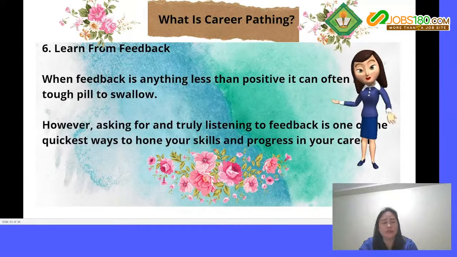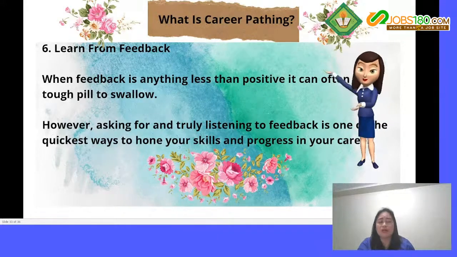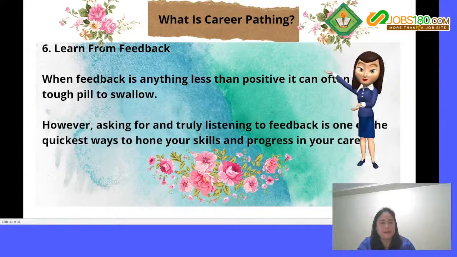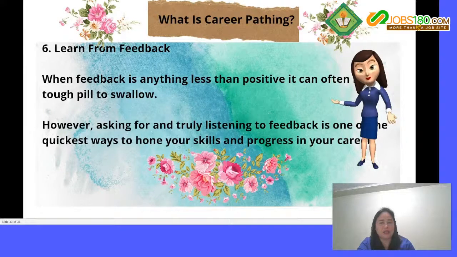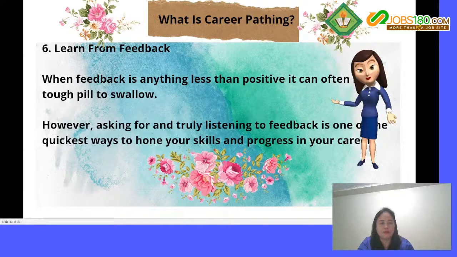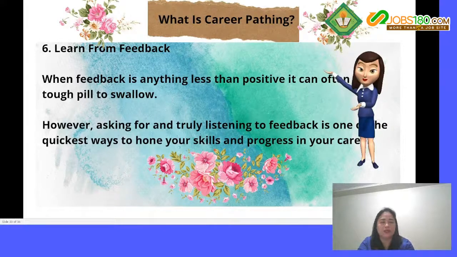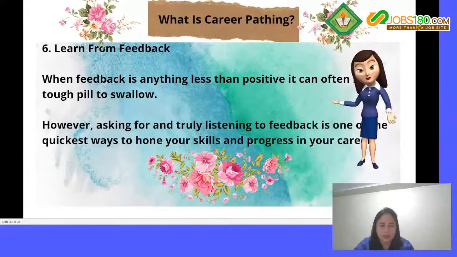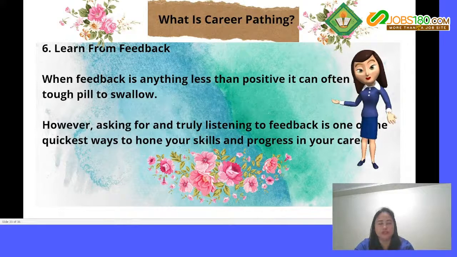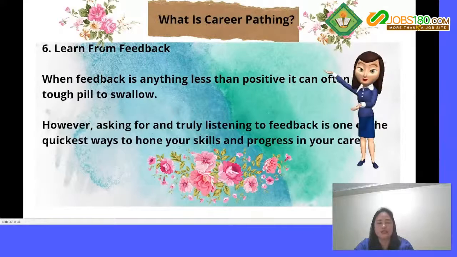Number 6, learn from feedback. Okay. When feedback is anything less than positive, it can often be a tough pill to swallow. Yung mga feedback na hindi mo kayang lunukin, be positive ka lang, gawin mo yung motivation para mabago yung feedback nila, maging okay. Kasi yung feedback, it's very important na maayos yung mga pagkakamali mo. Okay. However, asking for and truly listening to feedback is one of the quickest ways to hone your skills and progress in your career.